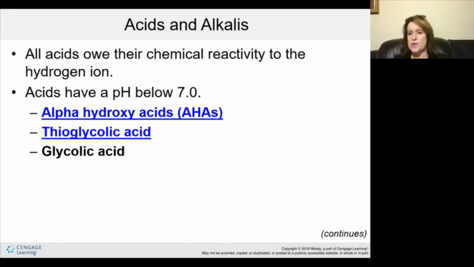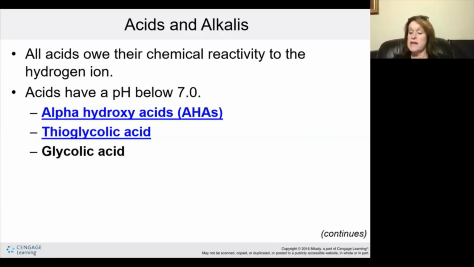All acids owe their chemical reactivity to the hydrogen ion. Acids have a pH below 7.0. Alpha hydroxy acids, derived from plants, mostly fruit, are examples of acids often used in salons to exfoliate the skin and to help adjust the pH of the lotion, conditioner, or cream.